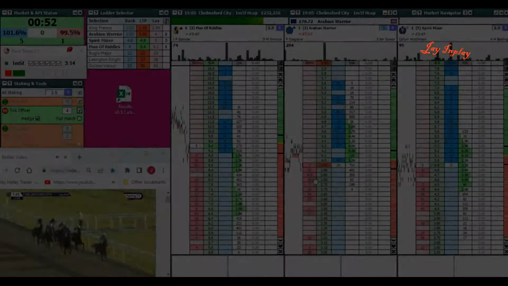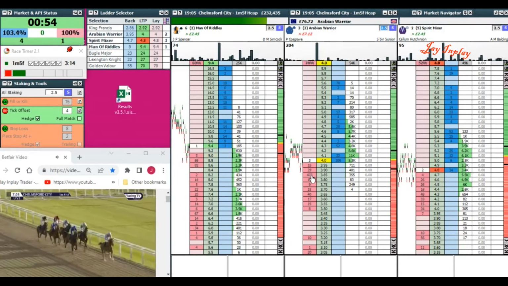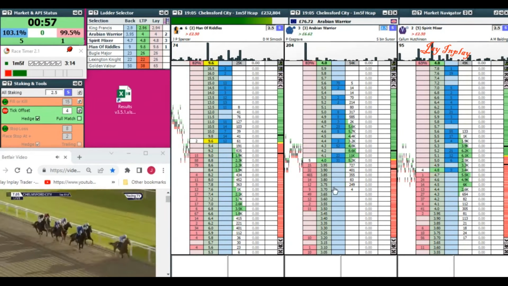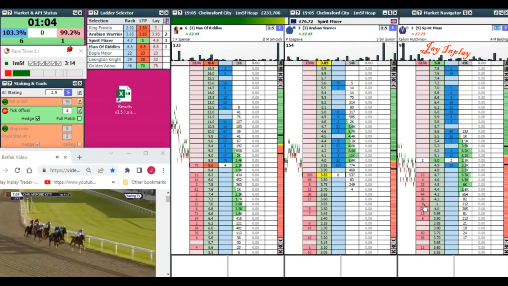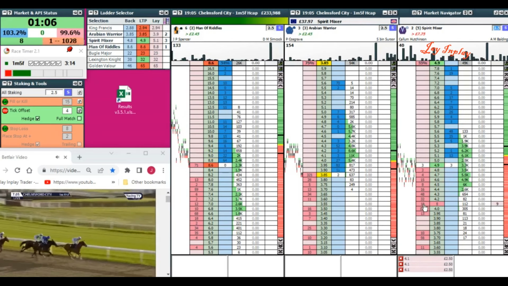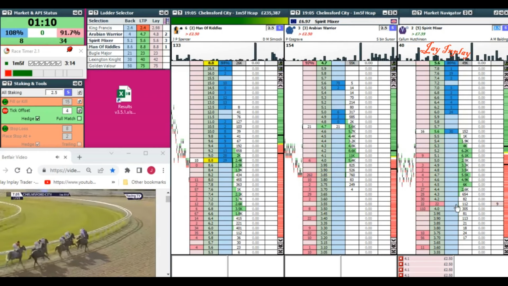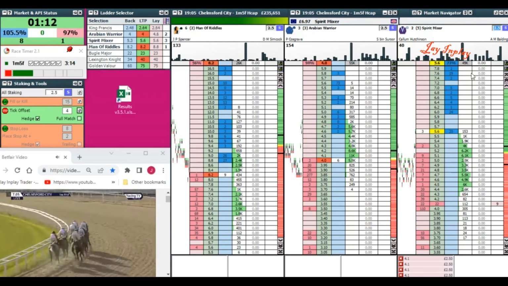Jamie Spencer, slightly wider of Bugle Major at the back. So heading past the jump in with a front of that circuit, 400 to go. On in front we have Lexington Knight, Liam Brown. From the second place, Arabian Warrior alongside King Francis, the one ride here for James Doyle this evening. Then comes Spirit Mixer, followed through by Golden Valor, Man of Riddles, and Bugle Major, as they start to make their way down the back straight for the final time.